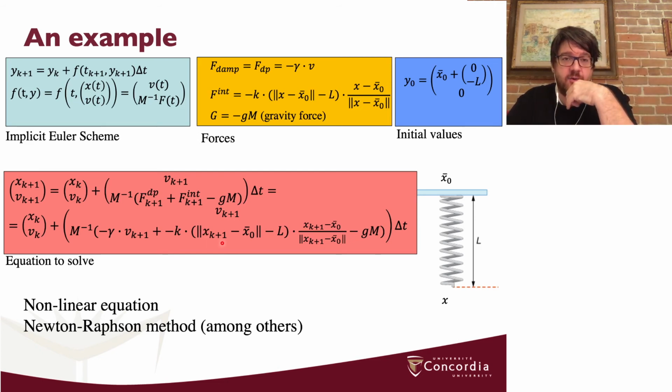This is an unknown, and it's not in a linear equation. This is a nonlinear equation. This has a square root and a sum of squares. And the same problem here at the right-hand side. So this is why this is nonlinear. So we have to solve using a Newton method, like Newton-Raphson iterations.